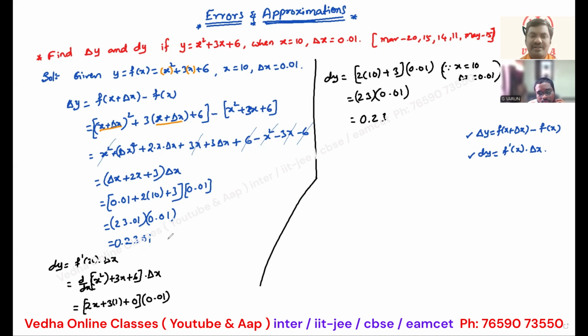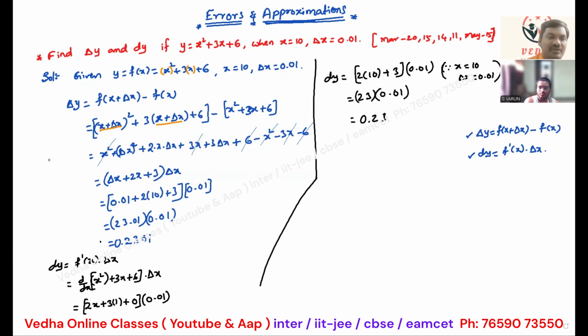So observe carefully, 0.2301 and 0.23, both are same only, equal values. Okay. So for most of the questions, maximum, we get the equal answers. This is delta y value and dy value.